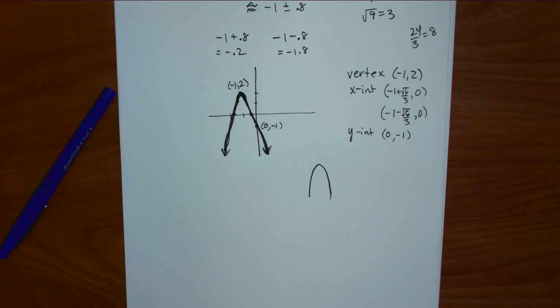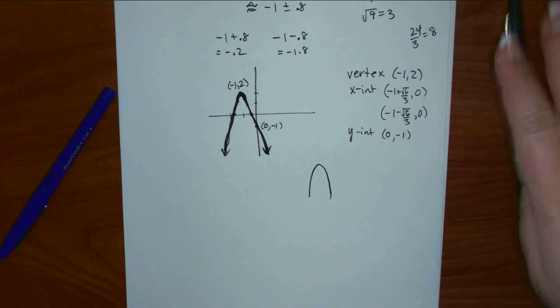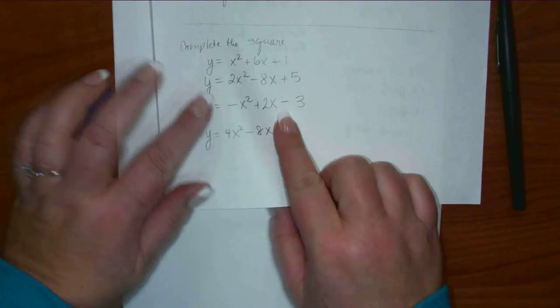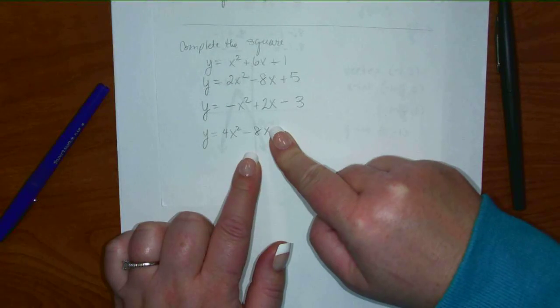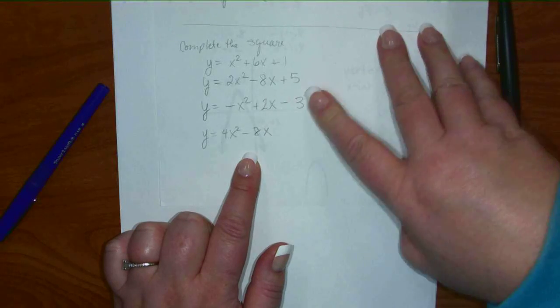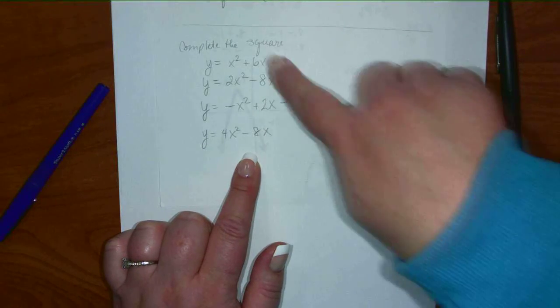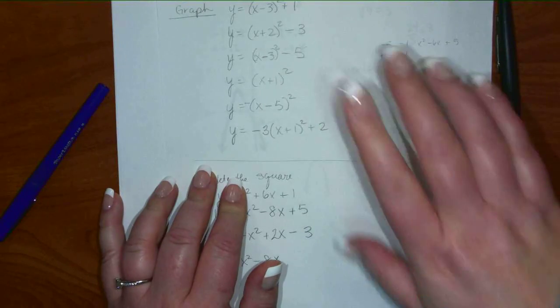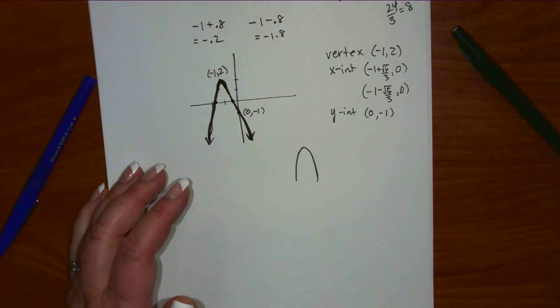Okay, so what we have to do next class is what? I give them to you like this, and I say complete the square. So I'm going to show you how to transform it from this standard form into a completed square form. That's what we do next class, after the test.